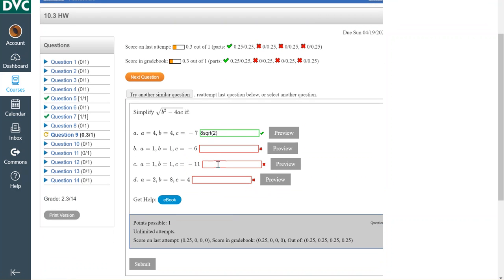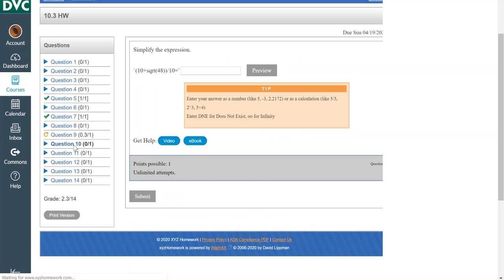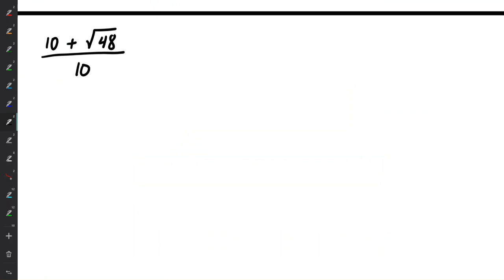All right, so the concept is the same. You're just plugging in these numbers for those letters and simplifying. Question 10 is different, but we're going to do it right now because it's helpful when we're doing the quadratic formula. All right, so this is problem number 10.